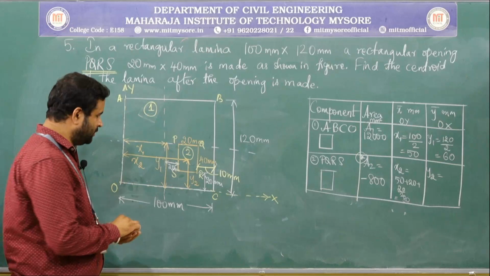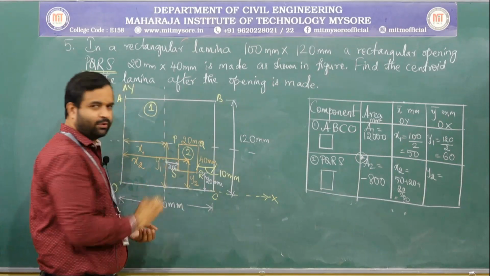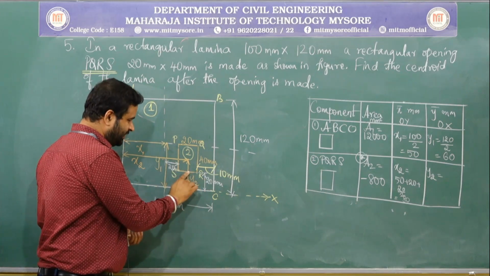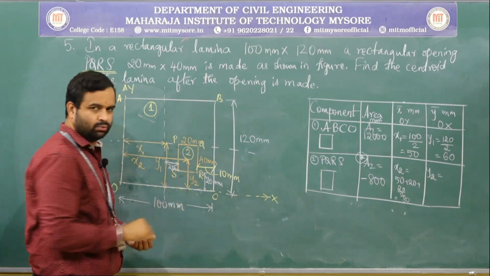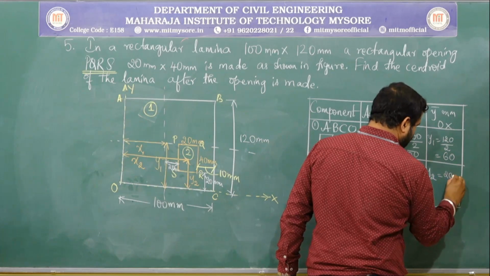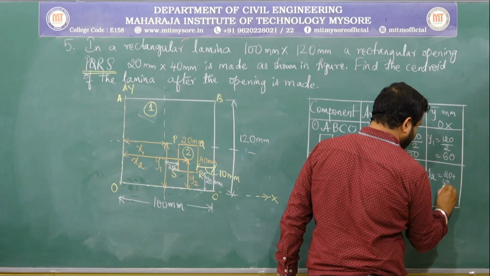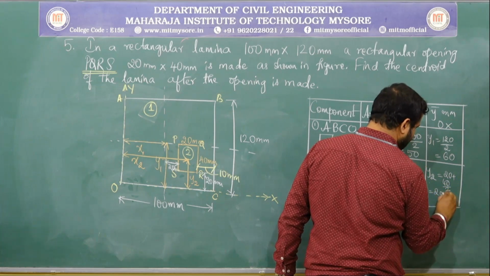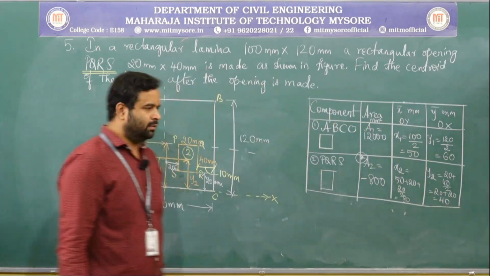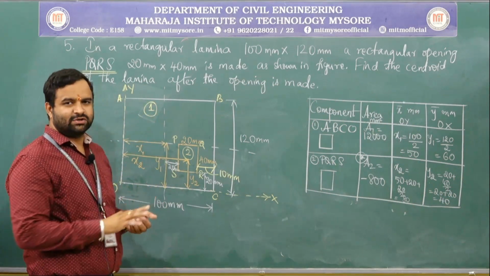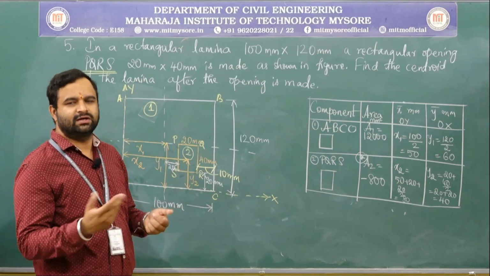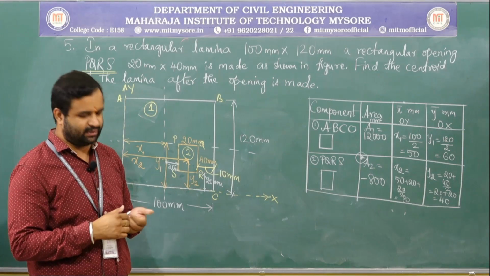Clear? So, measure it from this axis until this point, that is Y2. From here to here it is 20, so 20 plus 40 divided by 2, which is 20 plus 20, which is equal to 40 mm. Now, you have all the values of x1, y1 and x2, y2. Now, substitute that in the centroid formula and calculate x bar and y bar.